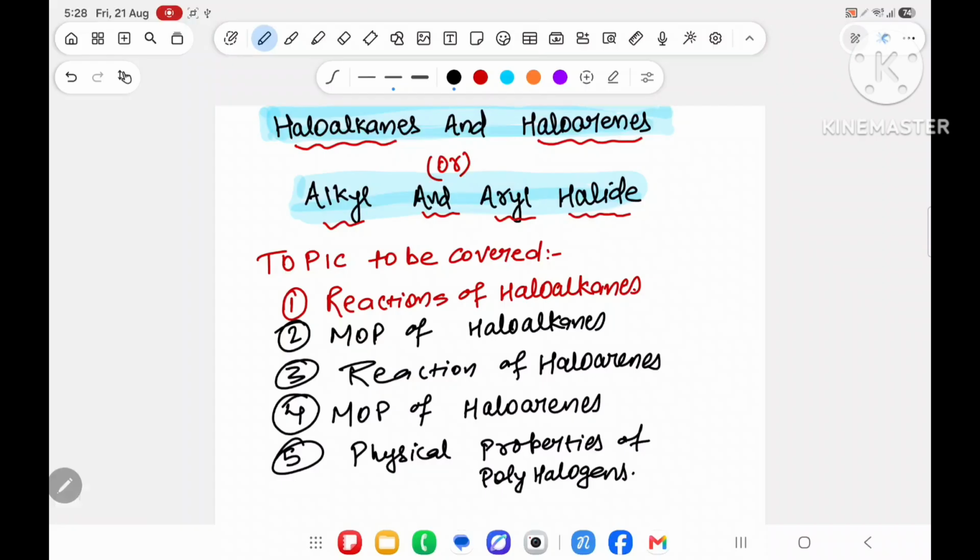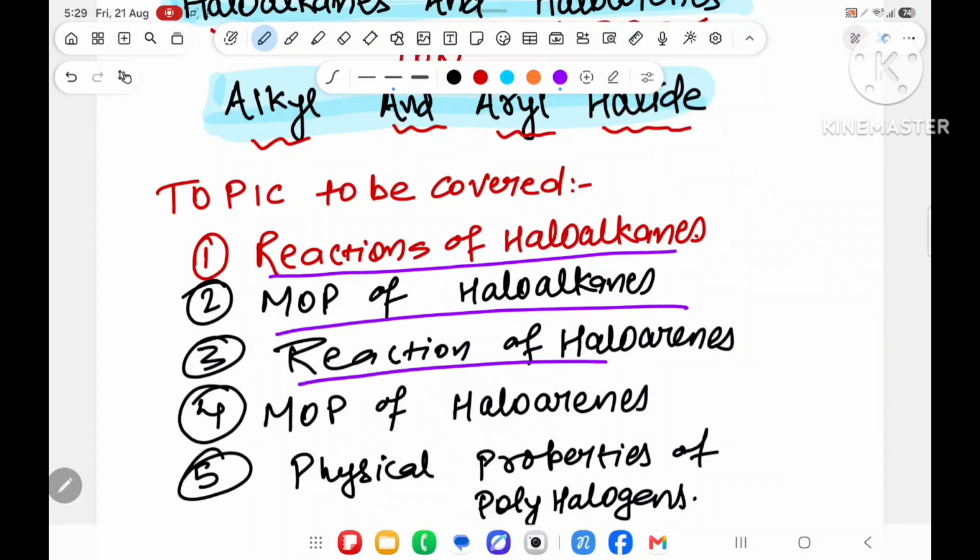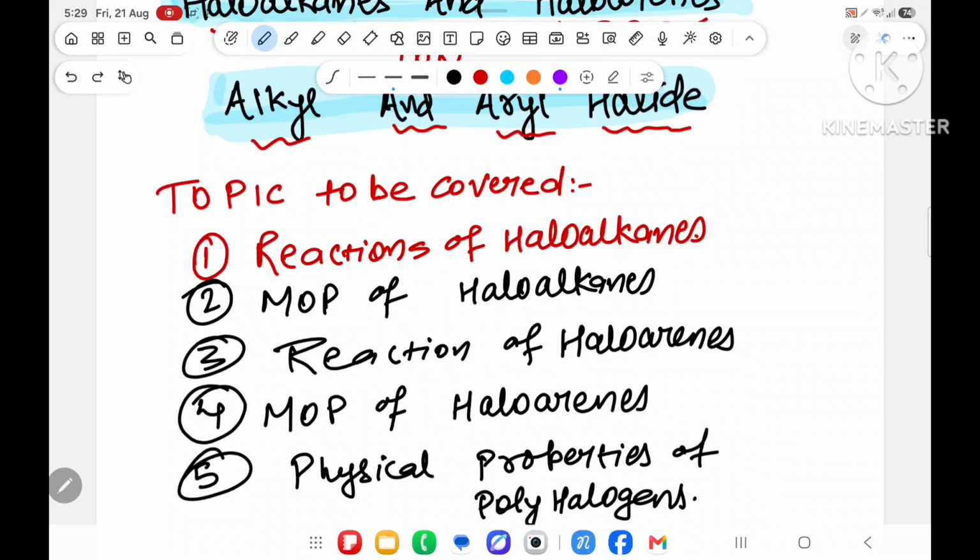Today we are going to start one of the very important topics, and the name of the chapter is Haloalkanes and Haloarenes. For those students who have already seen hydrocarbon, electrophilic aromatic substitution and Grignard reagent, this chapter is the easiest chapter, but something new will come. Don't think each and everything will be like that only. In this chapter I am going to cover reaction and preparation of haloalkanes, reaction and preparation of haloarenes, then physical properties.